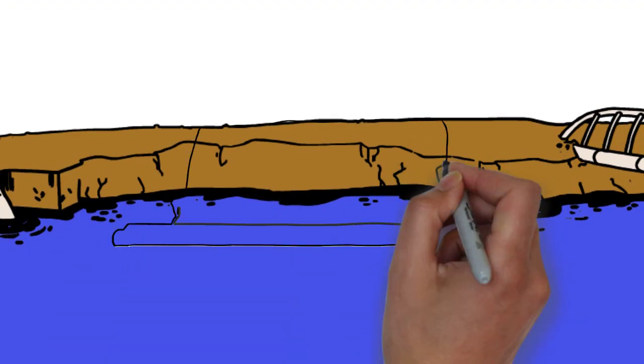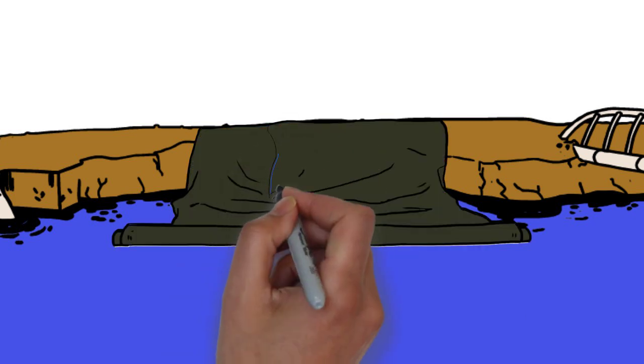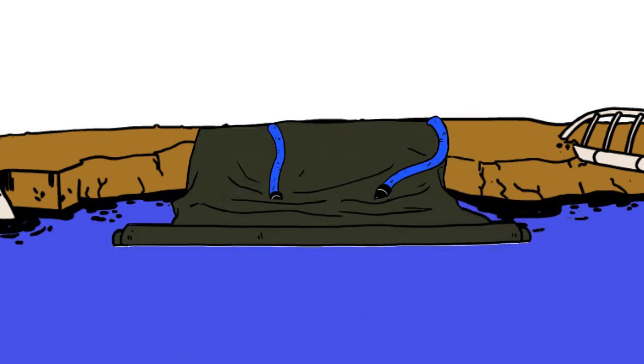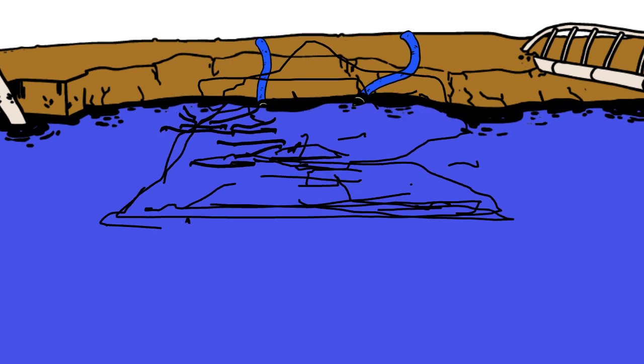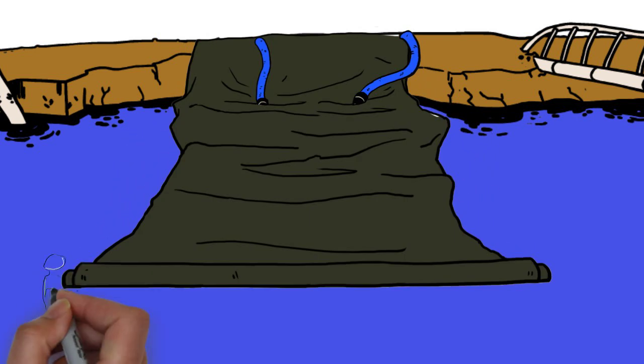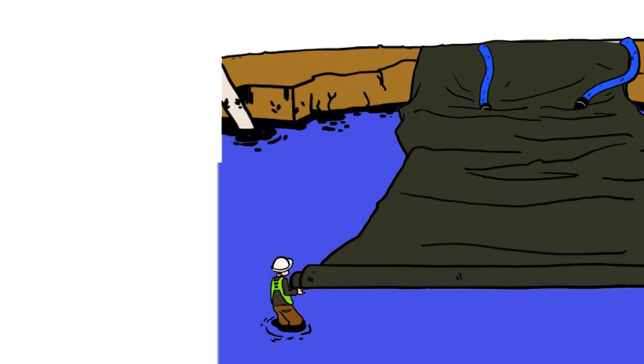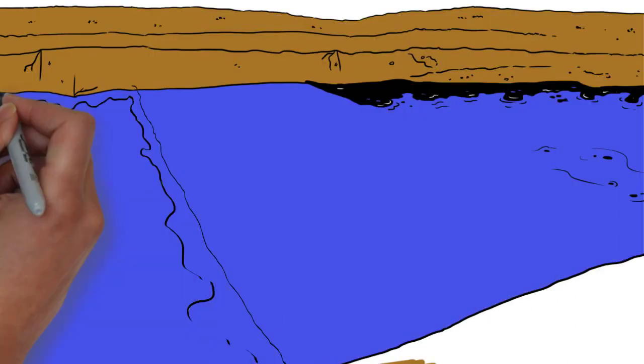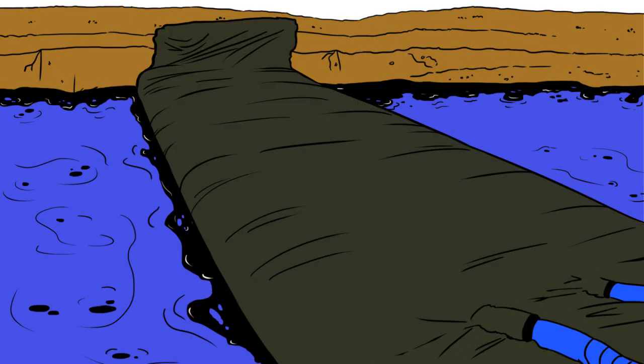Step 3. Two identical pumps are hooked up to fill the internal tubes with on-site water. Step 4. As the pumps fill, the dam unrolls and is guided into place. Step 5. The dam is nearly fully inflated as it reaches the opposite shore.